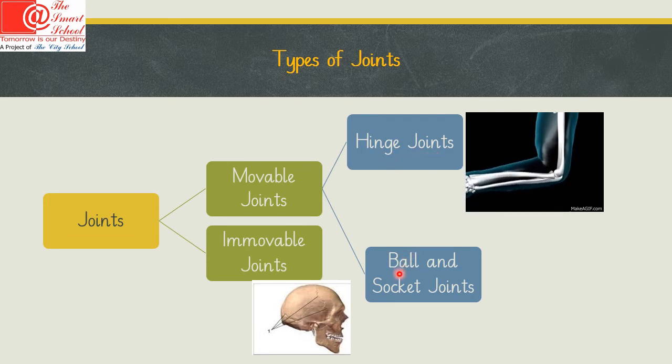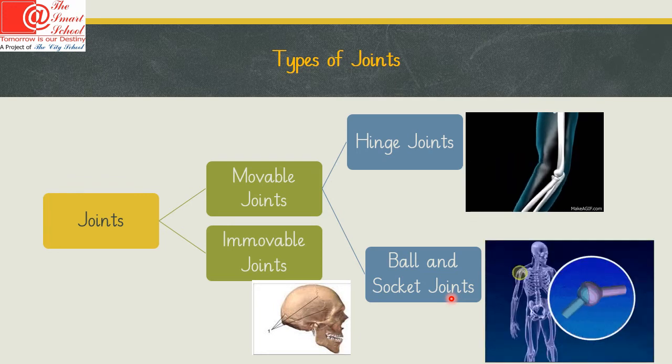On the other hand, ball and socket joints allow movement up and down as well as right and left. You see a picture of the shoulder joint. The movement is not only left and right, it is also up and down. So this joint is free to move in any direction. It is called a ball and socket joint.